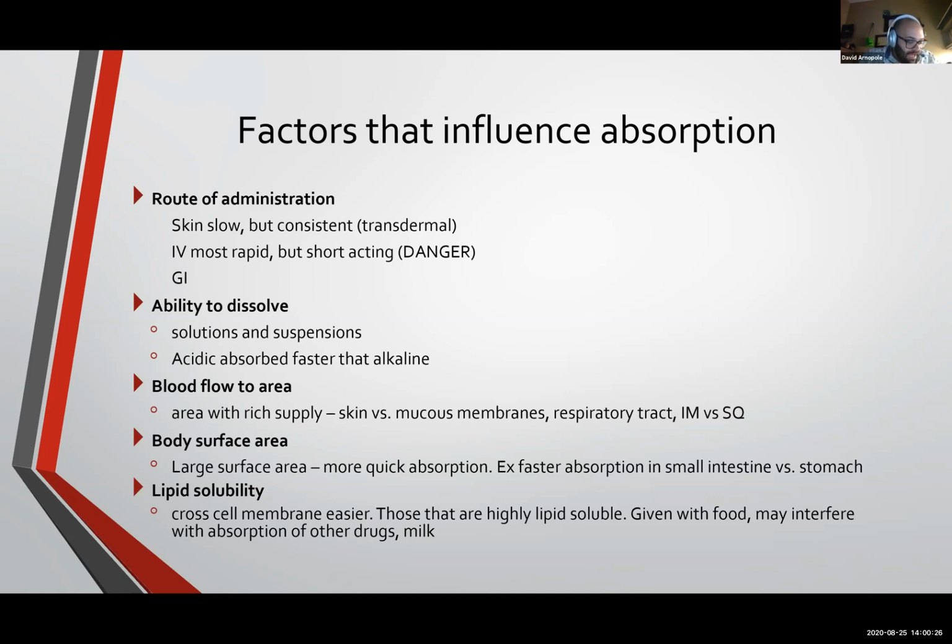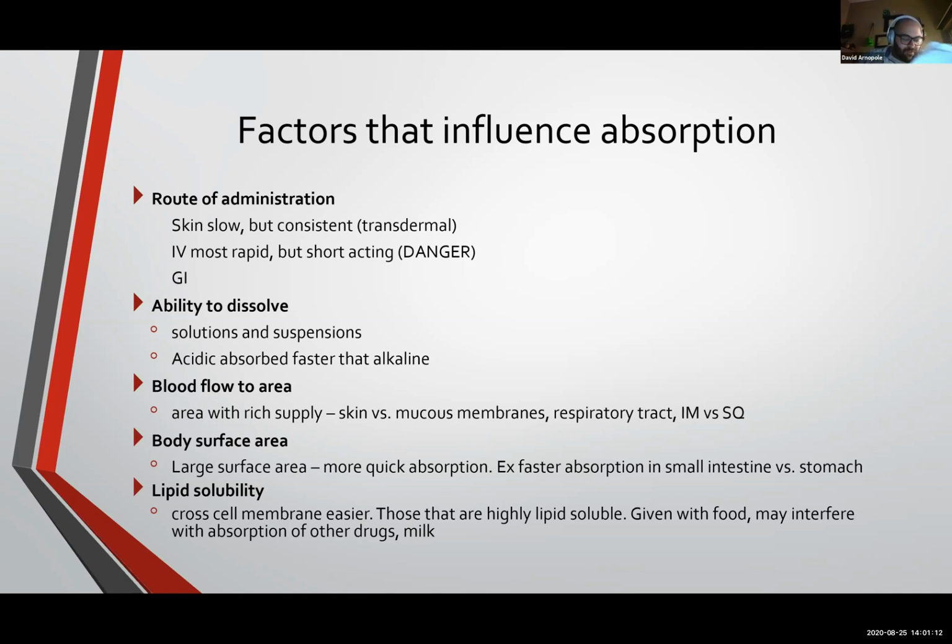So we talked about blood flow to the area, and body surface area. A large surface area will have more quick absorption. So in the small intestine, does anybody know how we absorb nutrients there? What microscopic structure is there? Microvilli, absolutely. So if it gets down there, it's got all these different surfaces to help absorb it rapidly. Now, if I do it just in the stomach, you've got the rugae, which are giant folds, but not nearly as much surface area as the microvilli. That's what that's talking about. Think of the differences between rugae in the stomach and microvilli in the small intestine, because that's what we're talking about with surface area.